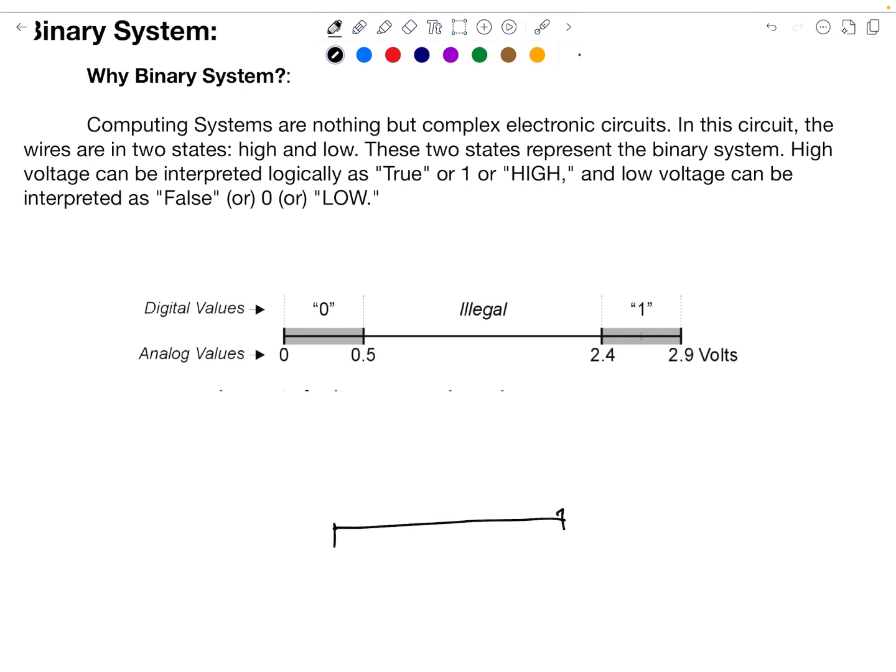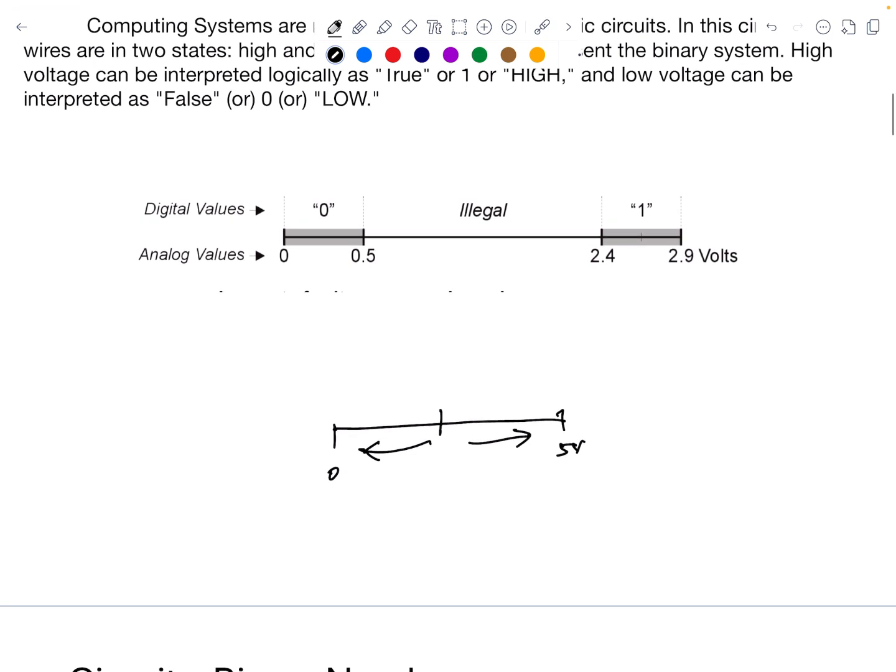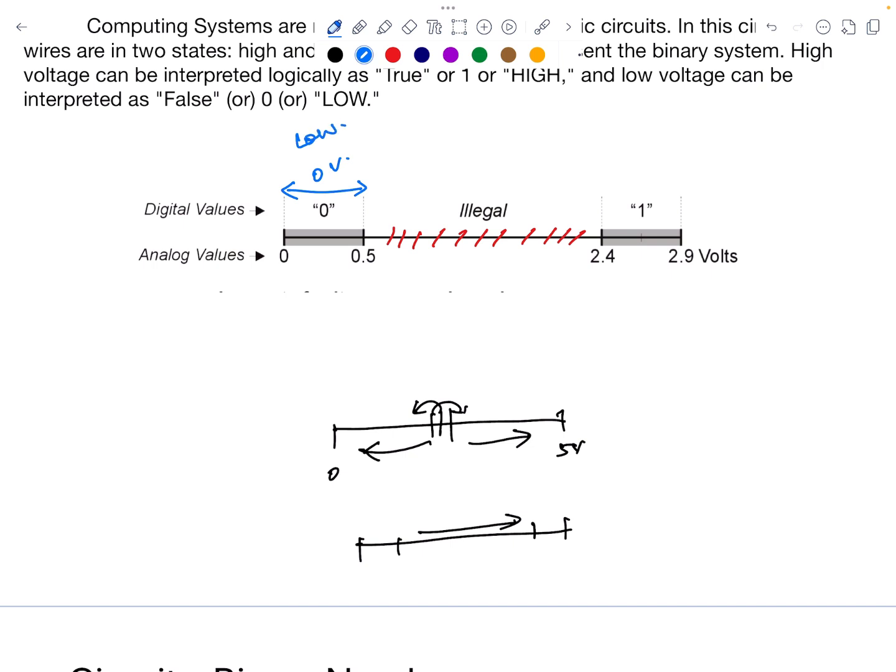Another interesting thing to note, just for your knowledge, is that if there is 5 volts here, we cannot say that exactly in the middle this portion is low and this is high. The reason is that electrical signals can flip based on outside circumstances, which would lead to a lot of inconsistent states. So we have a huge gap. This area is illegal, and anything in this lower range is called 0 volt or low, and anything in this upper range we call high.